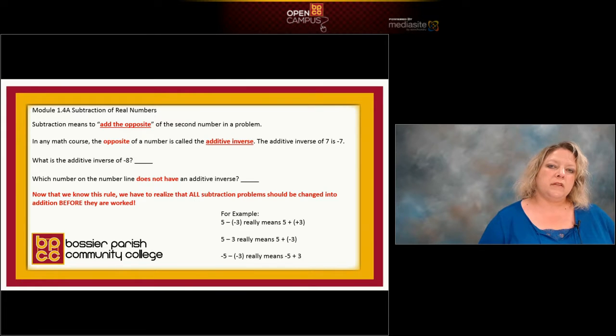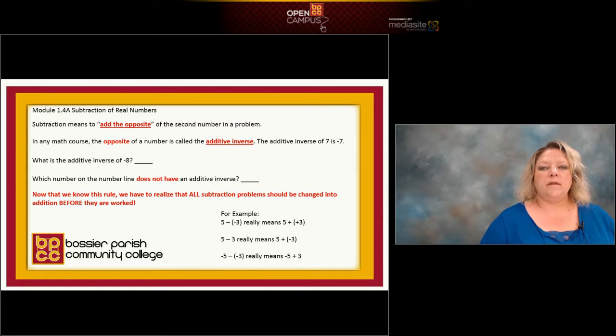In any math course that you take, the word opposite of a number is really the additive inverse of a number. So for example, the additive inverse of positive 7 would be negative 7 because that has the opposite sign. If that's true, then what would the opposite or the additive inverse of negative 8 be? It would be positive 8.